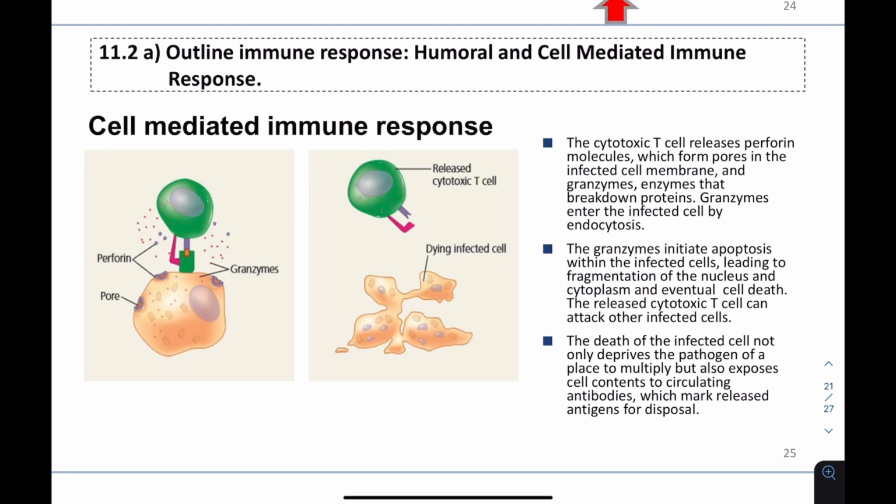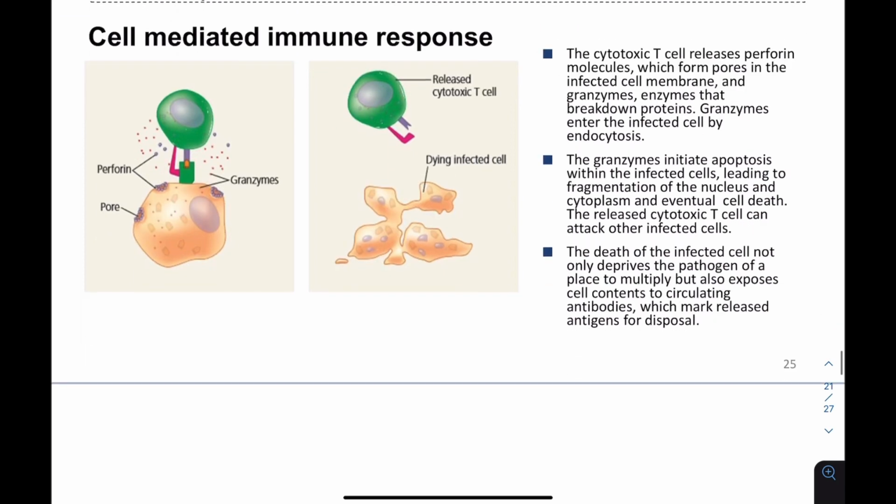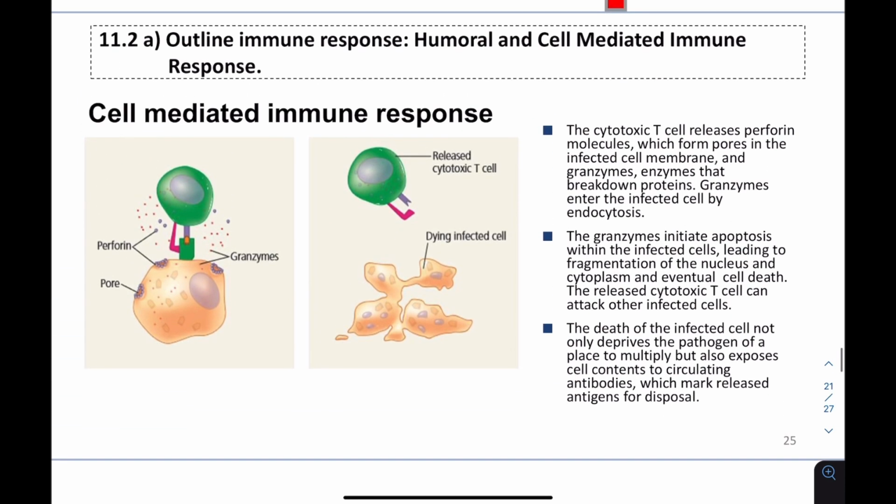Okay, dirosakkan. So the death of the infected cell not only deprive the pathogen of a place to multiply, but also expose cell contents to circulating antibody which mark release antigen for disposal. So bila kita destroy this infected cell, there is no longer space for the pathogen to divide ataupun to multiply. Okay, so itu adalah overview for humoral and cell mediated immune response.